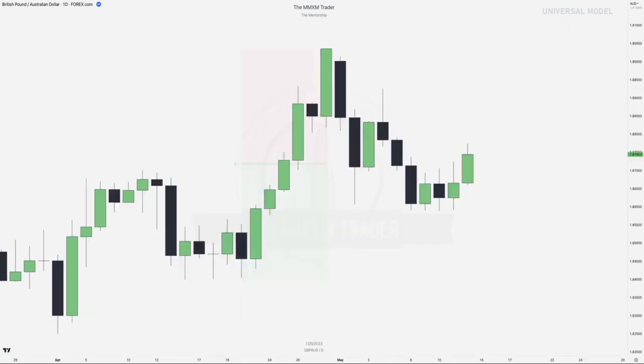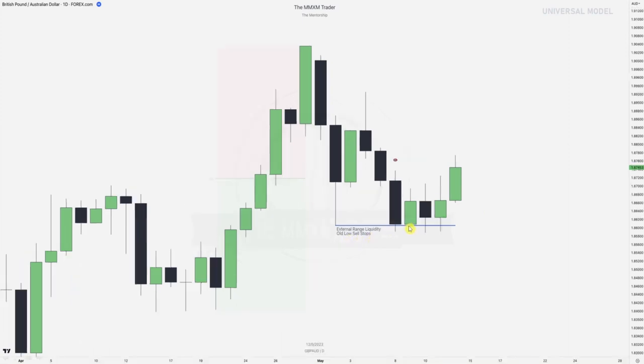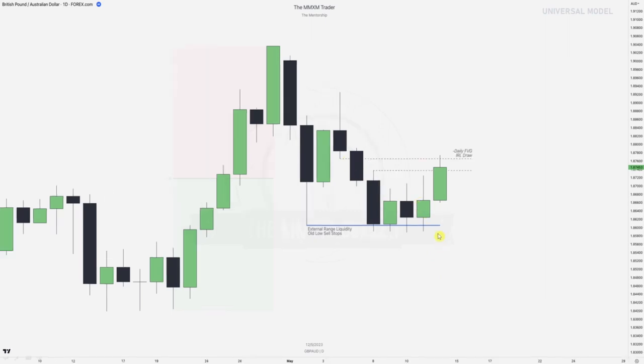Let's zoom in a little bit. We got our discount into premium range, right? So what happened prior to this up move? We got that external range liquidity purge, right? Old low sell stops. Now, where does your eye go immediately? Once again, to internal, right? Every time external to internal, internal to external. So we got that daily fair value gap as our draw on liquidity. Now we have our long-term perspective established.